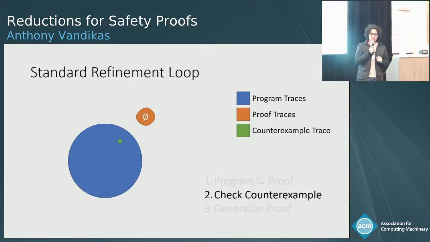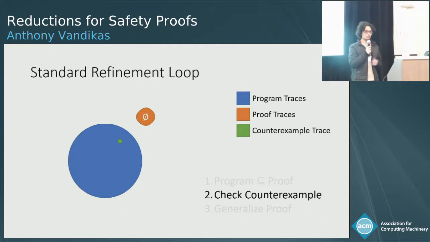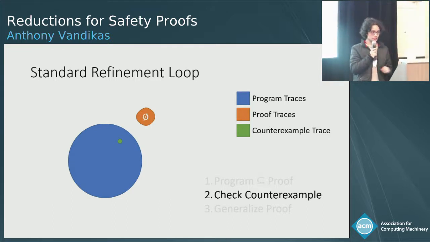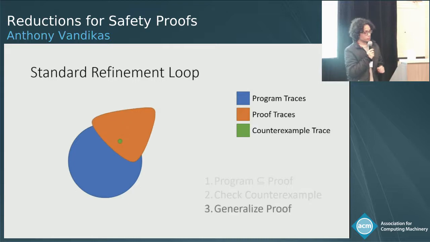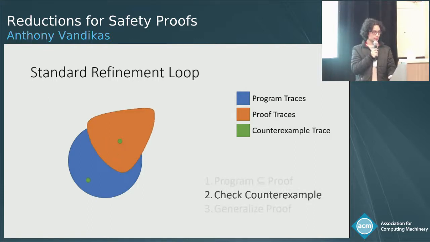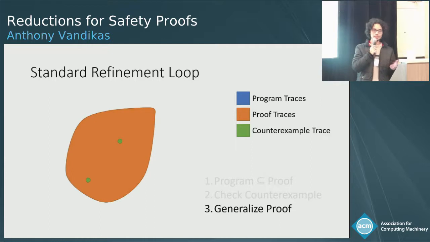Then we check the counterexample. If the counterexample is an incorrect trace, then the program itself is wrong, so we stop there. But in this case, let's assume that it is correct, after which we need to generalize our proof somehow to include this counterexample. I won't go into the details of how this generalization step is done. Typically, interpolation is used, but this is prior work. We'll assume that this can be done somehow. And then, given these three steps, we repeat until the proof completely consumes the program, and the program is correct.